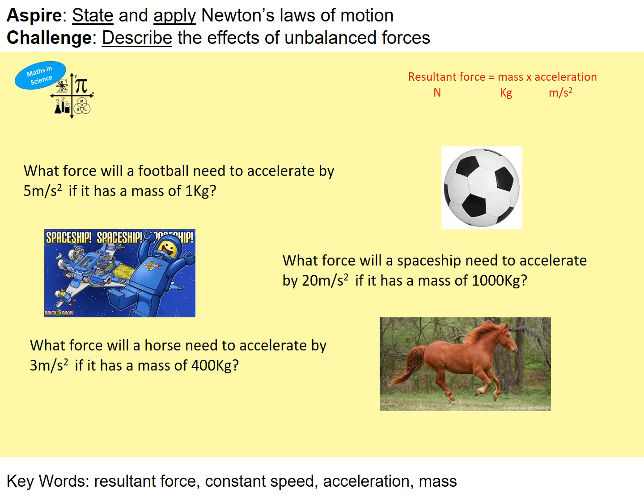And for these three situations, what will be the force on a football needed to accelerate it by 5 meters per second squared if it has a mass of 1 kilogram? That's the first question I want you to do. Then the next one, what force will a spaceship need to accelerate it by 20 meters per second squared if it has a mass of 1,000 kilograms? And then the last one, what force will a horse need to accelerate by 3 meters per second if it has a mass of 400 kilograms?